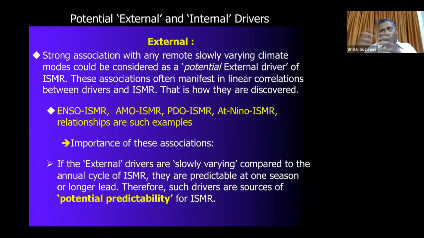These are very slowly varying, and therefore much more predictable. Anything slowly varying guarantees predictability at least one season in advance. Therefore, once they are predictable, through their association the monsoon becomes predictable. Therefore, they are sources of potential predictability of the monsoon. That is why they are important, and why we need to understand them. We need to simulate them correctly in the models so that models can realize the potential predictability. So understanding their mechanisms and teleconnections is important in realizing their potential predictability in the models.